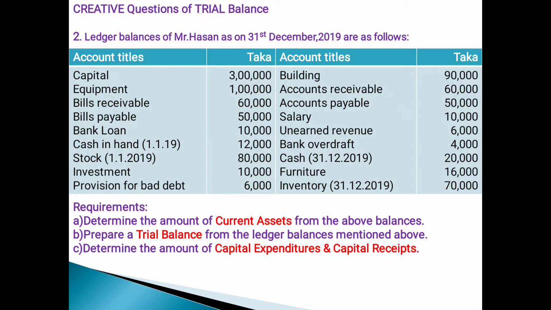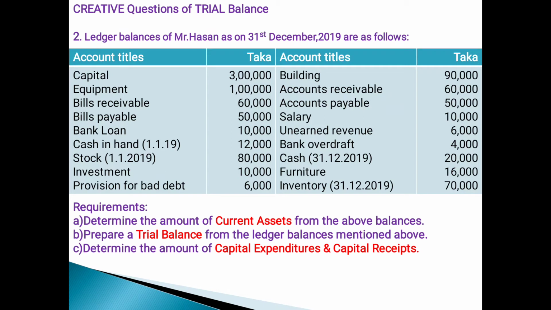Bank loan is one kind of long-term liability. It is also a liability. So liability is credit. Bank loan is credited for Taka 10,000 in the trial balance. Cash in hand 1/1/2019: in the general sense, opening cash in hand is not included in the trial balance. So it is not included in the trial balance.